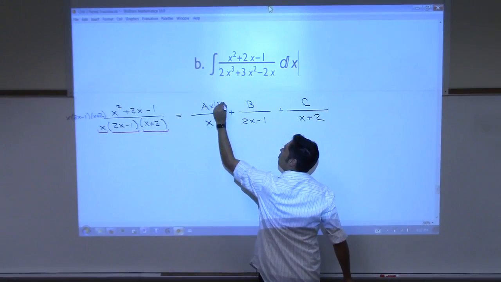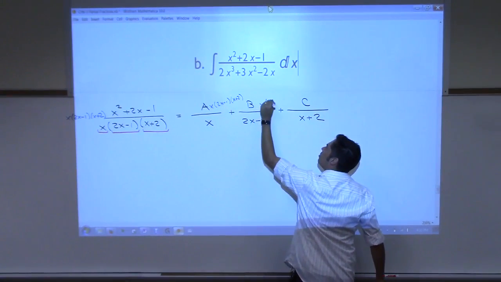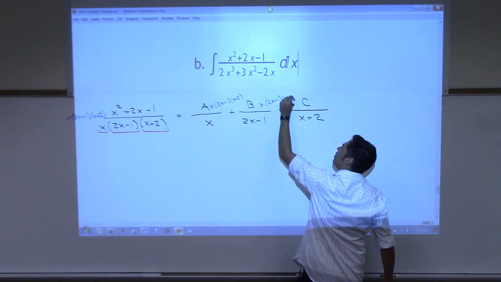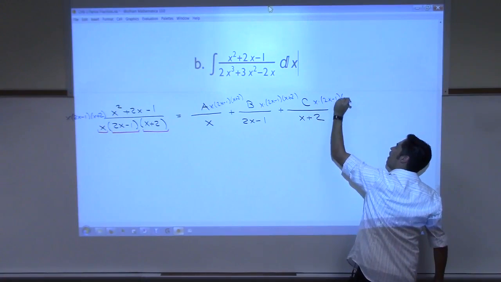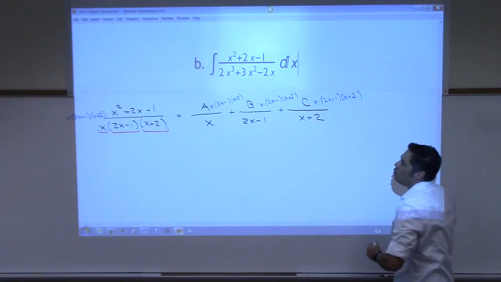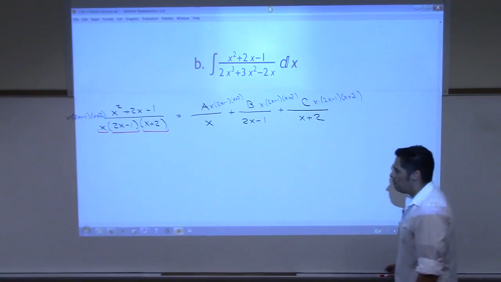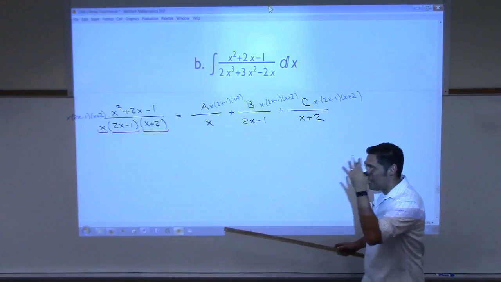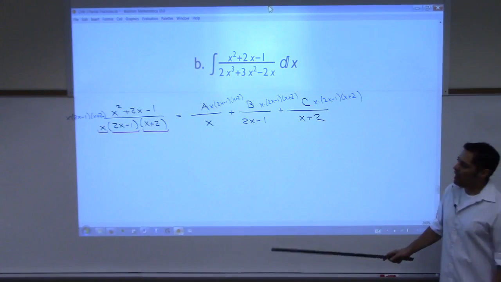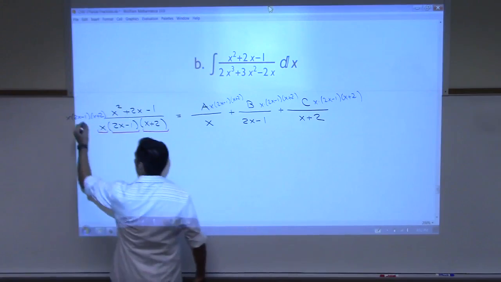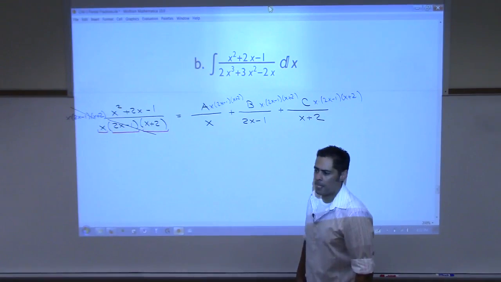x, 2x minus 1, x plus 2, x, 2x minus 1, x plus 2. This one, x, 2x minus 1, x plus 2. Now, you don't always have to show this step, and I will stop showing this step at some point. But that's what's actually happening algebraically. We're clearing fractions. Now, what happens on the left side is that this all goes away, and all that's left is the numerator, right?